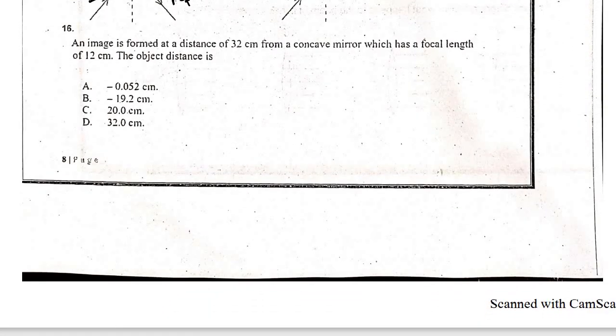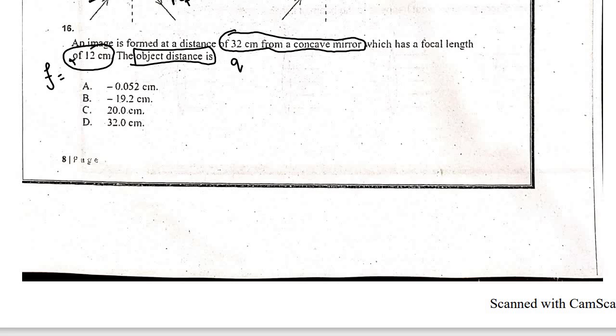Then we have question number 16. An image is formed at a distance of 32 from a concave mirror. So a concave mirror is a converging mirror, and the distance of the image, represented by Q, is 32, and it has a focal length of 12. So we have a focal length that is plus 12 because it is converging. We have to find the object distance, P.